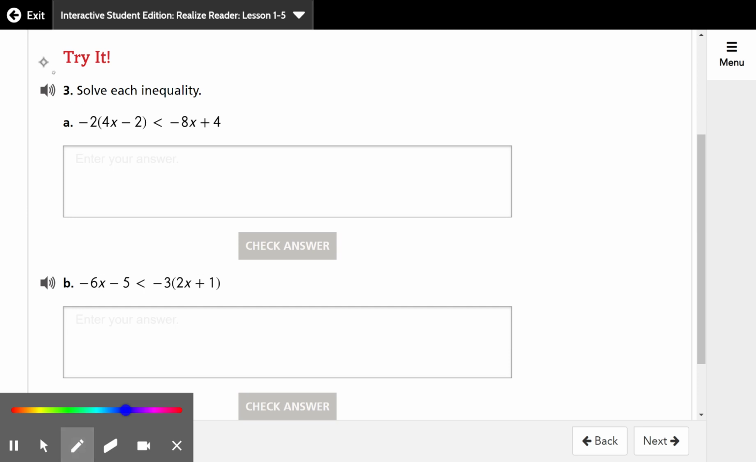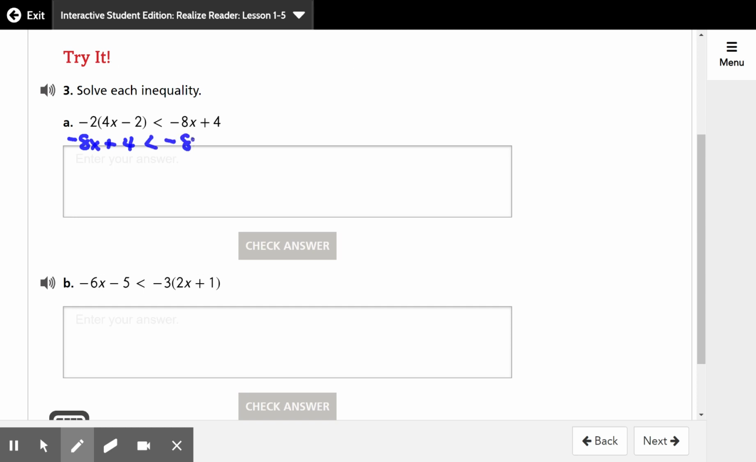All right, so I'm just going to do negative 8x plus 4 is less than negative 8x plus 4. Some of you like to stop here. If you stop here and don't show me work, you need to explain why this is going to be infinitely many. So you'll have to write a sentence. Some of you got marked down on a quiz before, so just be careful. I just like to show work.